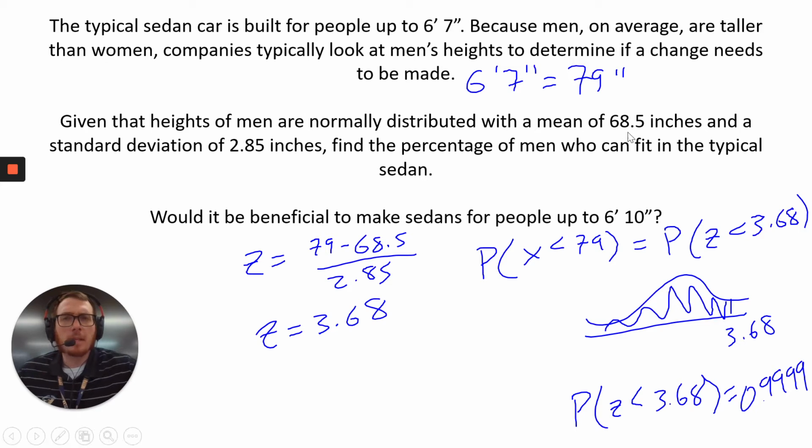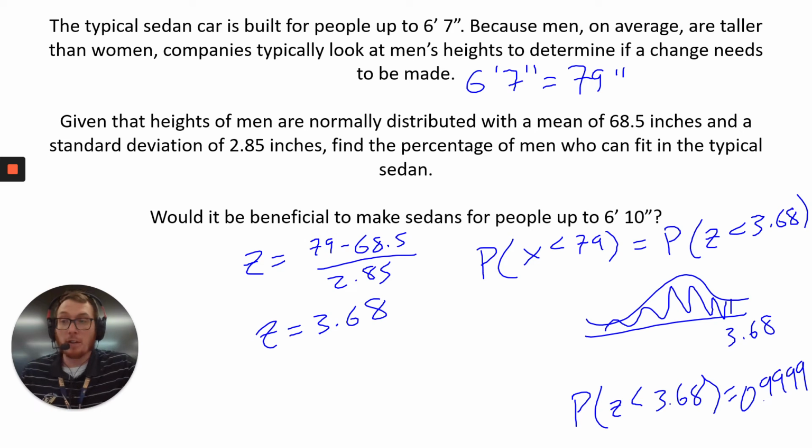The heights of men have a mean, so here's the mean of 68.5, standard deviation of 2.85. Find the percent of men that would fit in the sedan. So what I'm looking for here is I want the probability that x, my value, is less than 79. I'm going to find the z-score by taking my data point, 79, minus the mean, divided by a standard deviation, rounded to 2 decimal places, which would be 3.68. So instead of finding x is less than 79, I'm going to do z less than 3.68, which now means I can use my table.